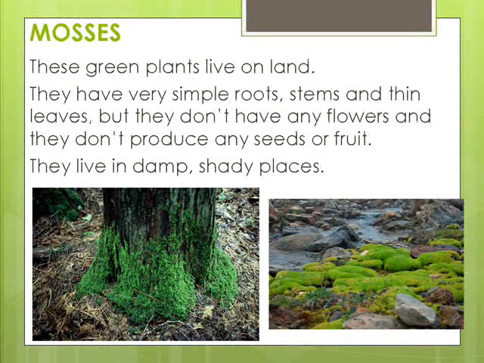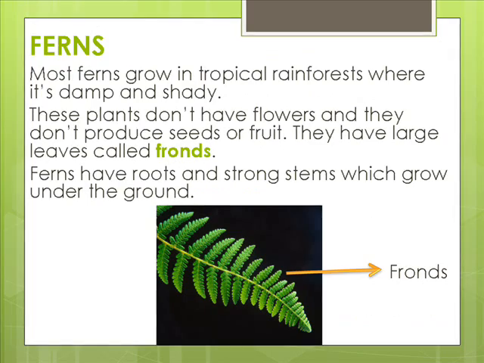Mosses. These green plants live on land. They have very simple roots, stems, and thin leaves, but they don't have any flowers, and they don't produce any seeds or fruit. They live in damp, shady places.